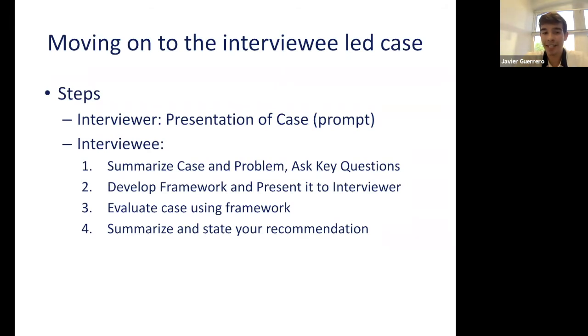For an interviewee-led case, you'll get more of a business problem, and we'll have a few examples in a few slides. These kinds of case questions are a little trickier to answer, and that's where frameworks can really help you structure and think about solving a problem. So let's jump on to the next slide.